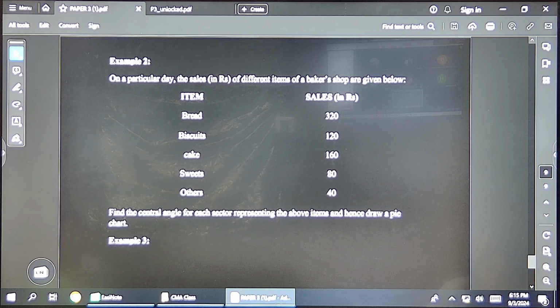So the question is, find the central angle, and then you have to draw the pie chart. Pie chart is just the angle you need to measure and get the diagram. Okay? Can I start?